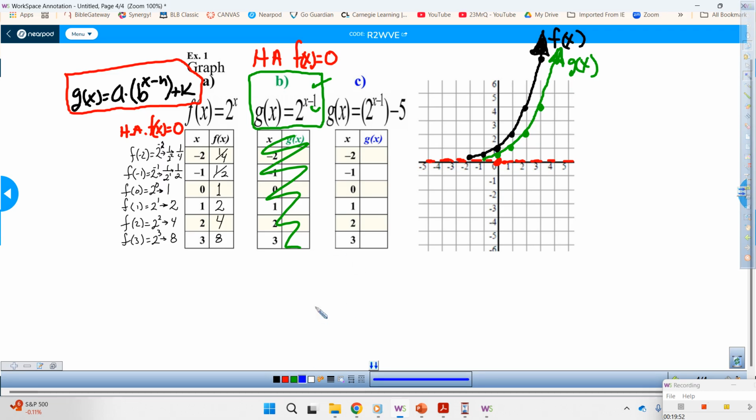Let's switch to blue. Now we're focusing here. To graph this transformation, we need an HA. Look at it and tell your neighbor what our HA is. What is our HA?